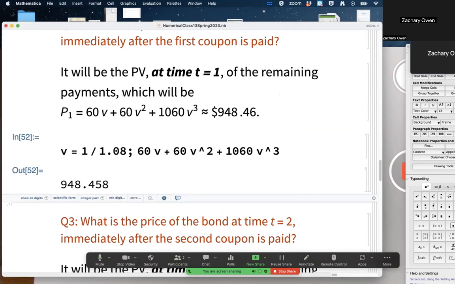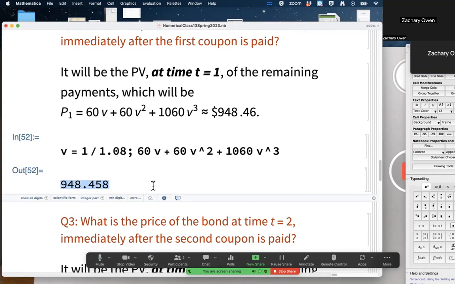Meaning, if the current yield rate in the market is still 8% for these kinds of bonds, and you bought it at time 0 for $933 and however many cents, and you get the $60 coupon payment, right after you get that payment, you could resell it for $948.46. Now, would that really happen? Not necessarily, because market conditions change.